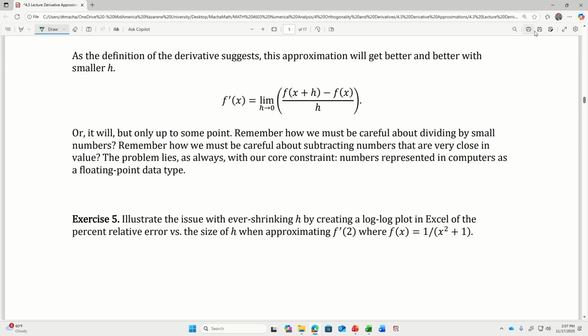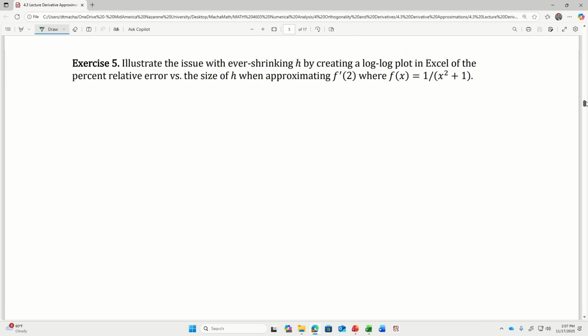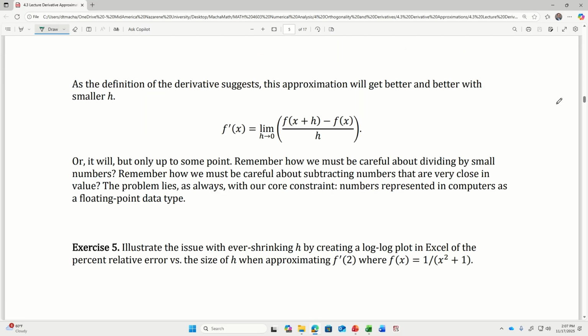It's a better way to do things. Okay, the next thing I want to show you is this. As I make h approach 0, so h becomes smaller and smaller, I'm going to get a better and better approximation. But it only gets better up to some point.